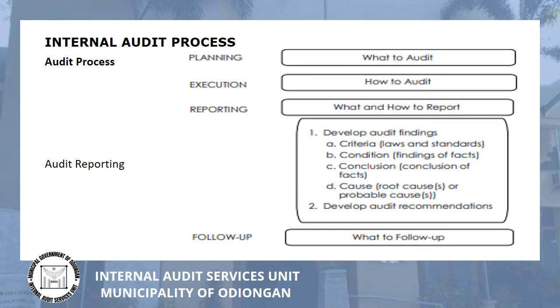But as a reminder, in reporting, so what and how to report. So first is develop audit findings. So we develop audit findings through the 4 C's. Criteria based on laws, rules, and regulation standards. We match it with the conditions and what is the findings of the facts. And then we will draw conclusions based on the facts. And then we'll have to conduct root cause analysis to identify what is the cause or the probable cause. And then it is important to develop audit recommendations, preventive and corrective actions. We will discuss them one by one.